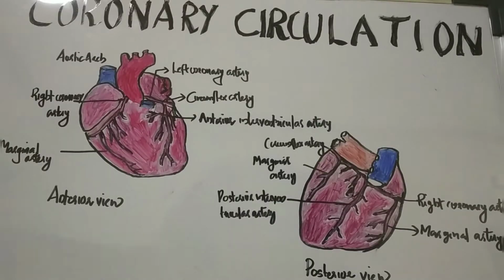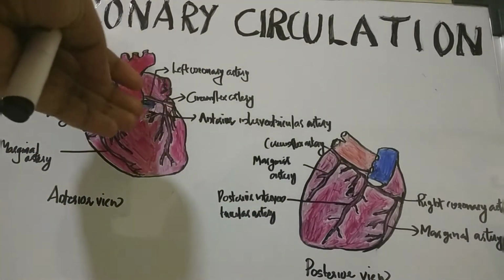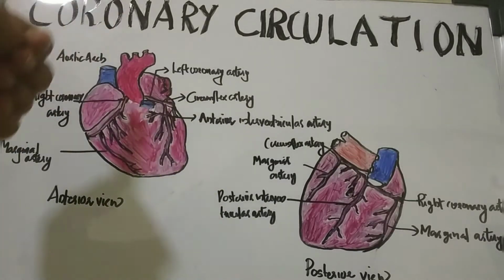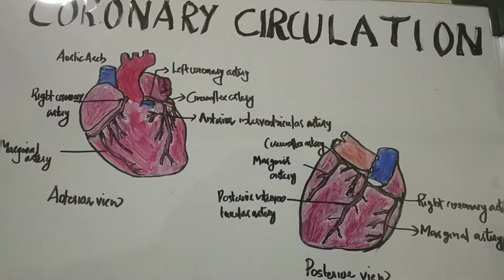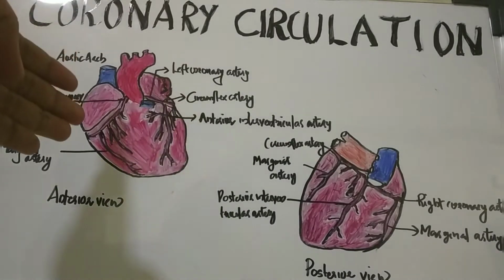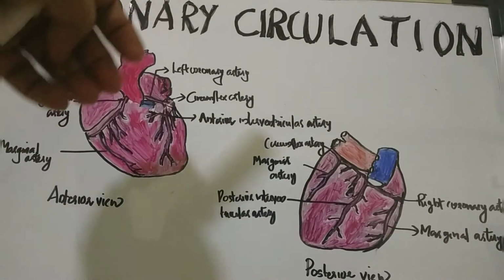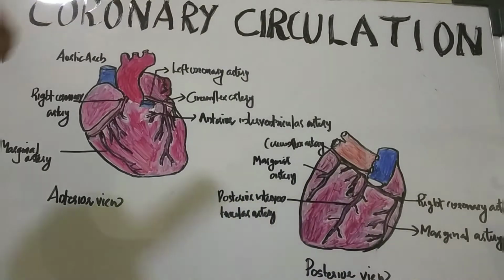In this video, we will discuss the coronary circulation, that is, the blood supply to the heart. The heart is an organ which pumps blood to the whole body. So how does the heart get its blood? It is through the coronary circulation. There are specialized blood vessels which supply the heart, the coronary arteries. They are of two types, the right coronary artery and the left coronary artery. The right coronary artery supplies mostly the right part of the heart, and the left coronary artery supplies mostly the left part of the heart.